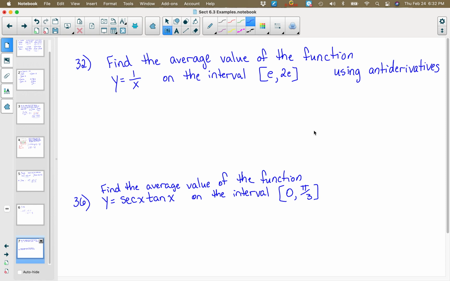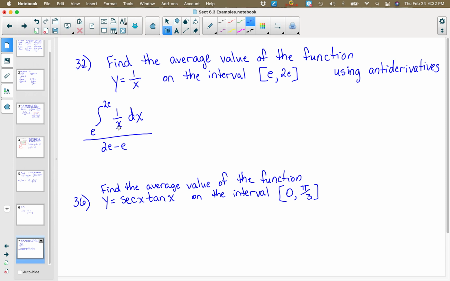Okay, part number 32 says to find the average value of the function y equals 1 over x on the interval from e to 2e using antiderivatives. So we're trying to find the integral from e to 2e of 1 over x dx, and then we're going to divide that, because we want the average value of the function, by 2e minus e. So we have to figure this out.